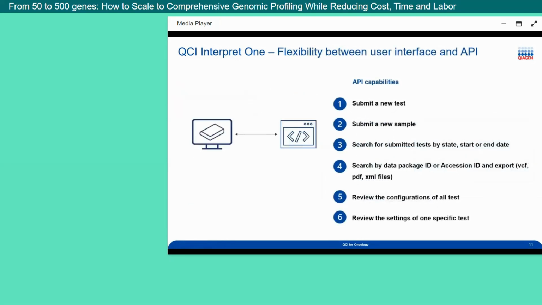QCI offers the flexibility to utilize the user interface and API endpoints to interact with the platform. The APIs allow connections to your LIMS system, from which you can upload new tests or samples. You can search for tests and their status and receive various exports, such as the PDF report or XML files with structured variant and disease-specific content.